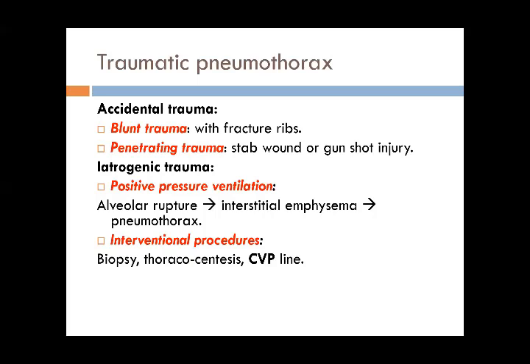Any patient who is on a ventilator and suddenly develops respiratory distress and desaturation is usually one who has developed a pneumothorax. Interventional procedures can also cause it, like if you are doing biopsies of the lung or thoracocentesis, where pneumothorax is a complication, and simply CVP line passage. If it ruptures the pleura, it can cause a pneumothorax.